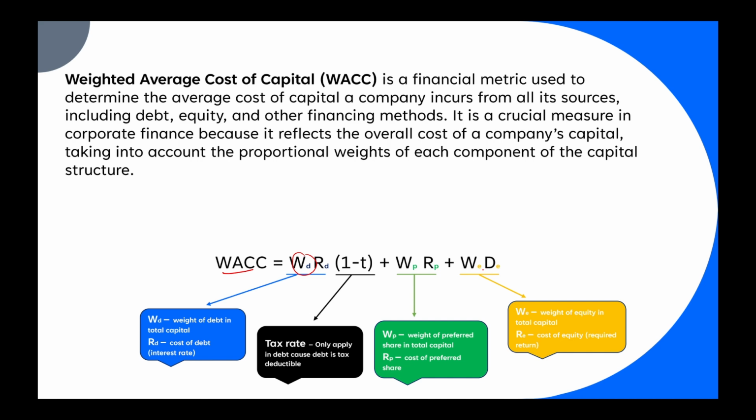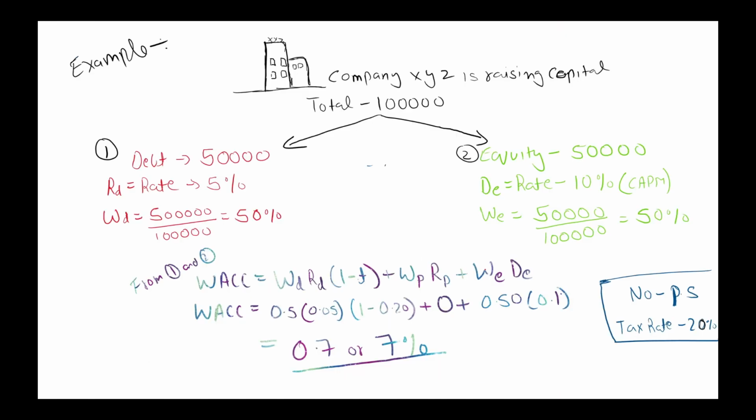Now we will look at an example so we can understand better. There is a company named XYZ, and company XYZ is raising capital of rupees 1 lakh. So company XYZ decided to raise 50,000 from debt and 50,000 from equity. So the weight of both debt and equity will be 50-50%. The rate which they have to pay is 5% on debt, and the rate which they have to pay on equity, calculated using the CAPM, is 10%. So the RD is 5% and the RE is 10%.